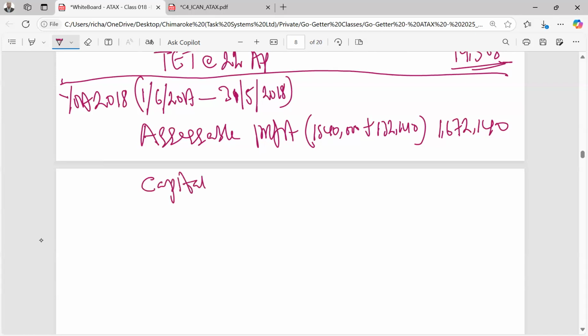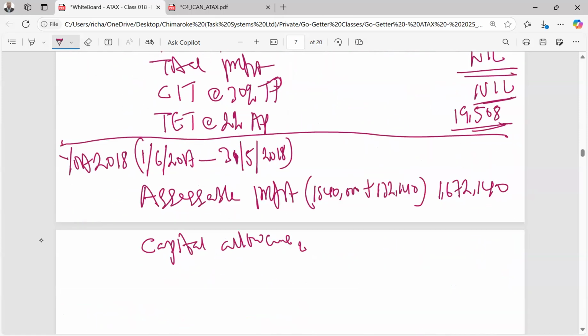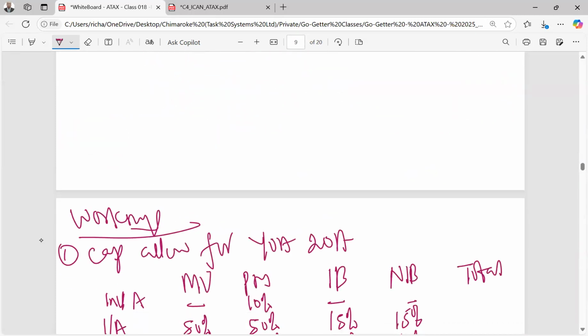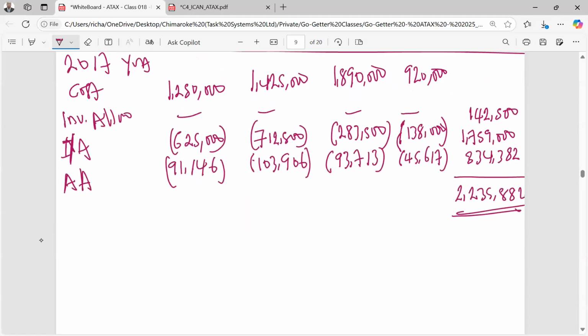Then we'll come to capital allowance. So this is part 2. What we calculated was 1, capital allowance due. 2, let's calculate that. So let's go now. You are entering year of assessment 2018. So this is for 2017.